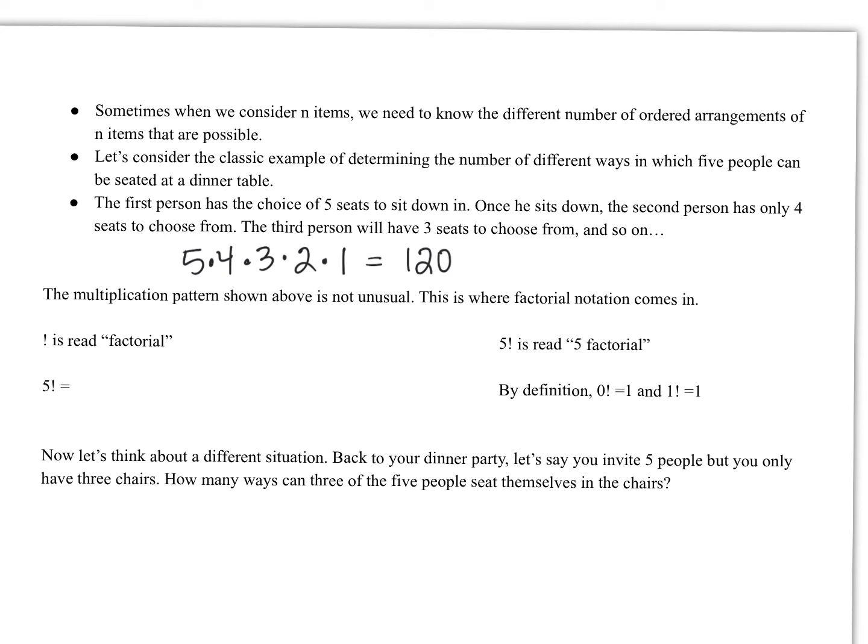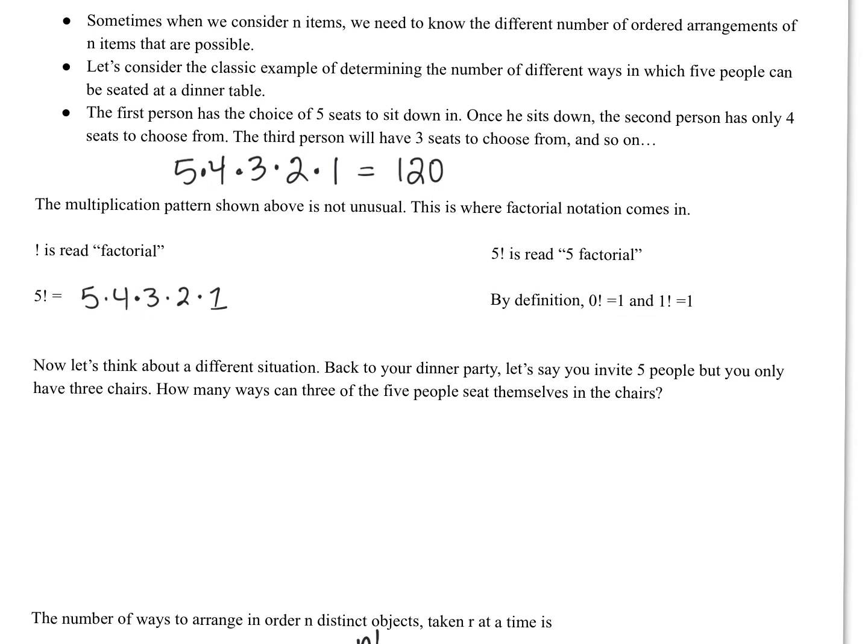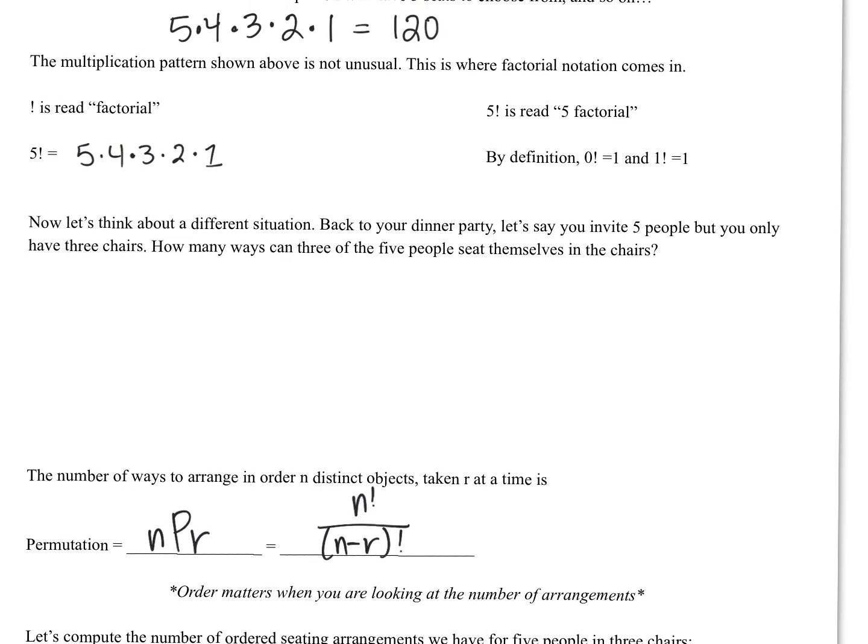So this is where we have something called factorial. It's that lovely exclamation point in mathematics. It's read as factorial. So 5 factorial is 5 times 4 times 3 times 2 times 1. And just a couple general pieces of information: 0 factorial is 1, and 1 factorial is 1. We're not going to have to deal with those very often, but it's just a piece of information.